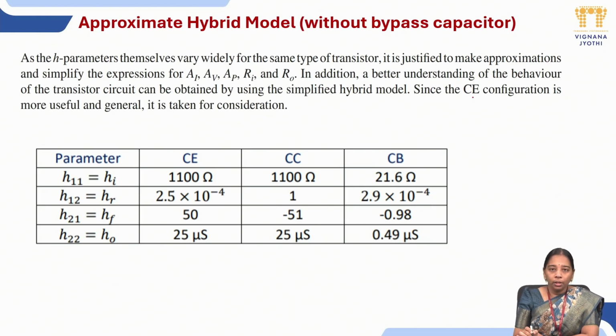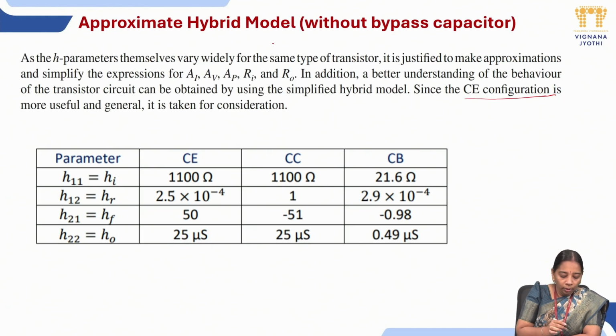Coming to the configurations, our CE configuration is widely used because it can give high voltage gain, high current gain, moderate input impedance and moderate output admittance. Because of that, the CE configuration is widely used. So with the CE configuration, we will go with the approximate model.